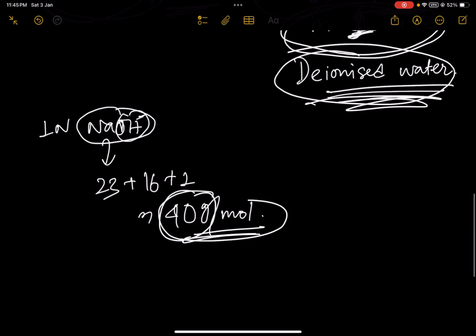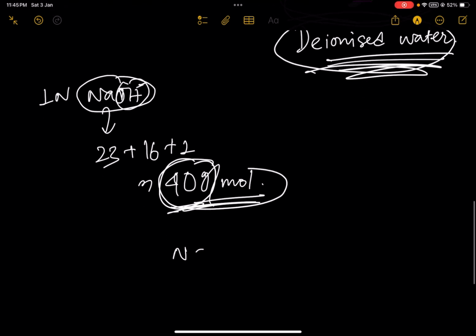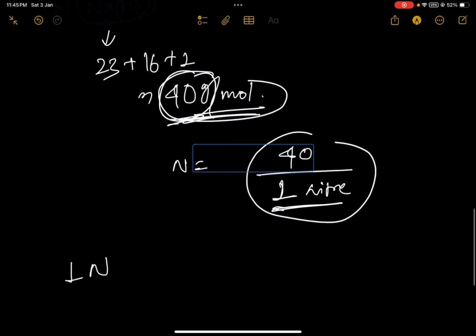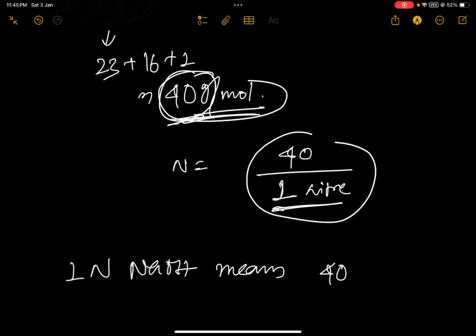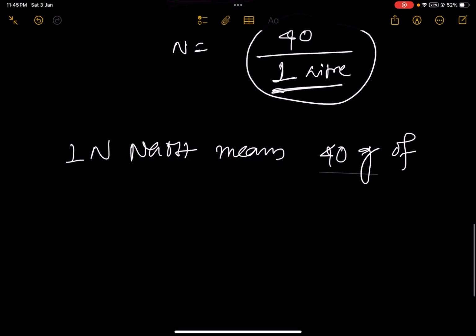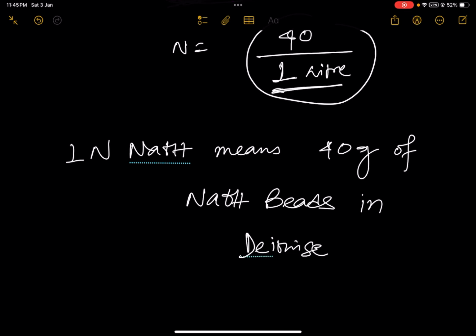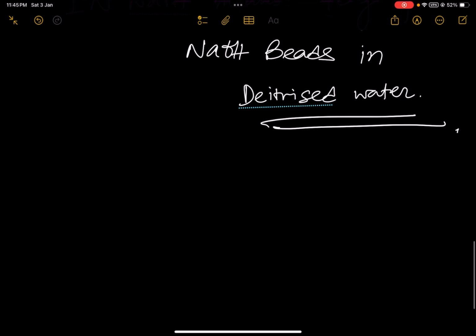Okay, for NaOH it will be 40 only, there will be no change, so the normality will be equal to 40 divided by 1 liter of volume. So this means one normal NaOH means 40 grams of NaOH beads in 1 liter of deionized water. Did you get my point? Okay, so this is done.